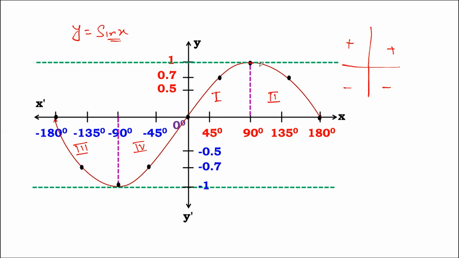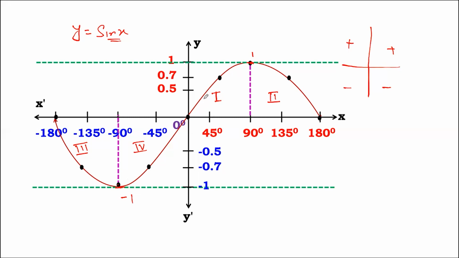Maximum value we can see is 1. Minimum value is minus 1, right? The graph is increasing from minus 90 to plus 90. Increasing means going up, up, up. But from 90 to 180 it is decreasing, and from minus 180 to minus 90 it is decreasing, right? These we all have to use. So remember these points, right?